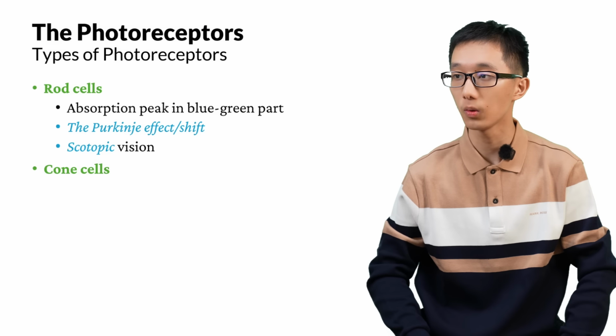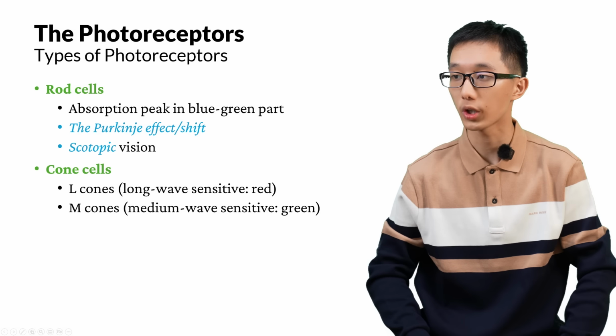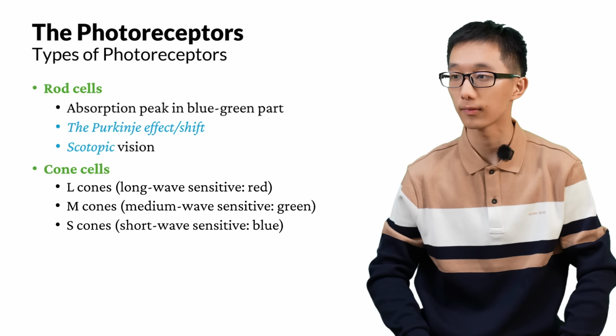On the other hand, there are 3 types of cone cells: L cones, which are long wave sensitive, M cones, which are medium wave sensitive, and S cones, which are short wave sensitive. L cones are responsible for sensing red light, M cones for green light, and S cones for blue light. Therefore, cone cells are the cells that help us sense color.